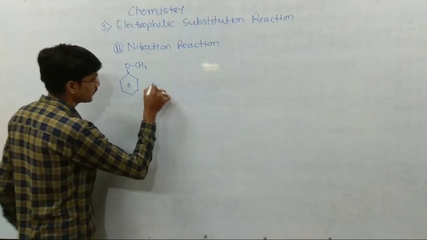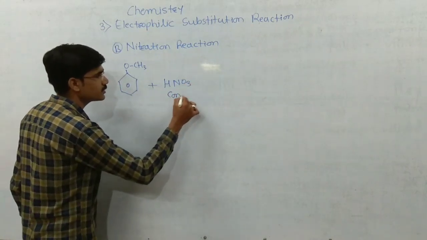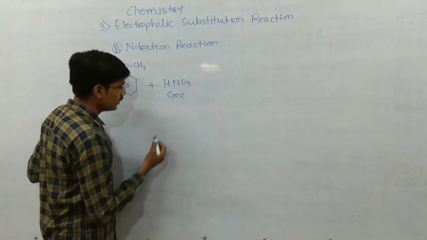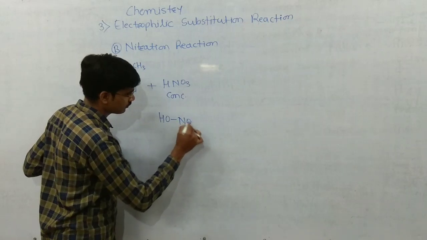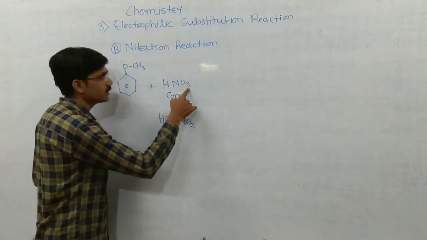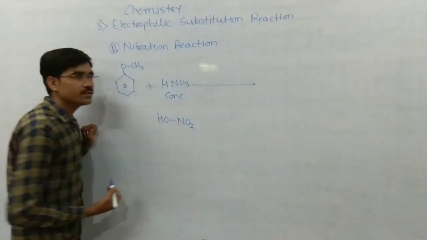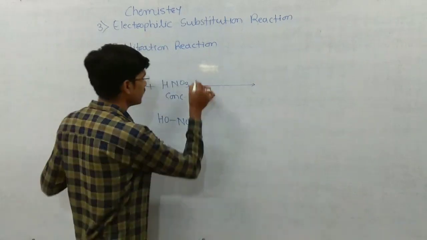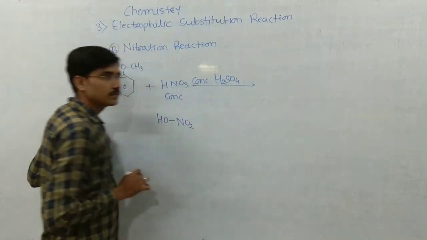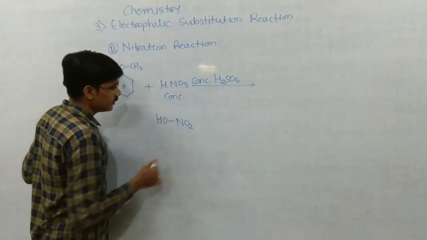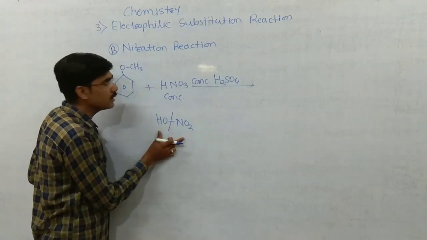It reacts with HNO3, and this HNO3 is in concentrated form. This HNO3 we have written here as HO bond NO2. This reaction takes place in presence of concentrated acid, that is concentrated H2SO4. In HNO3, these bonds break from the compound. HO and NO2 break from each other.